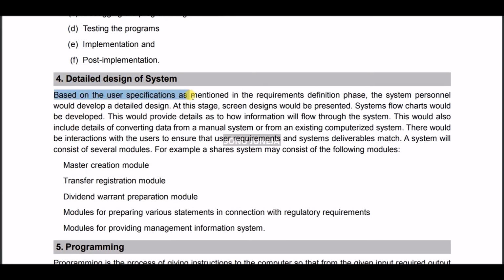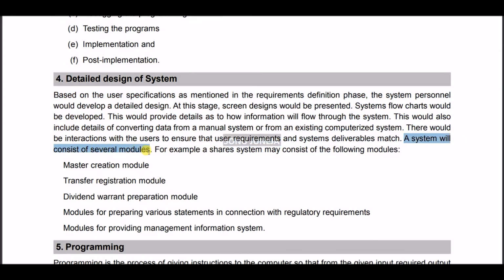Based on the user specification as mentioned in the requirement definition phase, the system personnel would develop a detailed design. At this stage, the screen design would be presented and system flowcharts would be developed. This would provide details of how information will flow through the system. This would also include the details of converting data from a manual to a computerized system, or from an existing computerized system. There would be interaction with the users to ensure that the requirements of the system deliverable match. Obviously, there needs to be a personal interview over what sort of system is required to be developed.